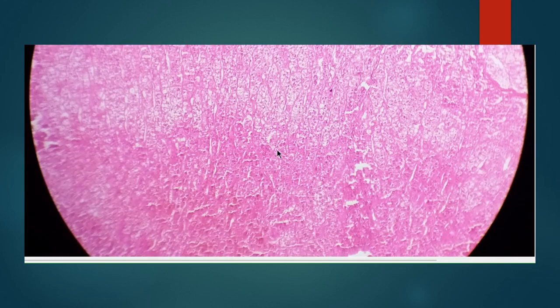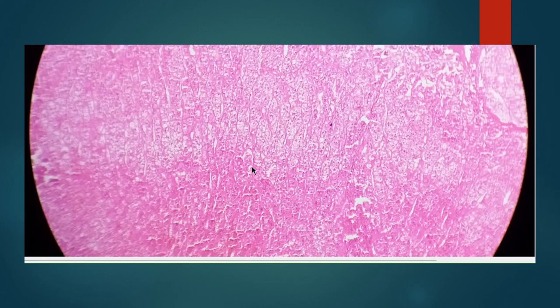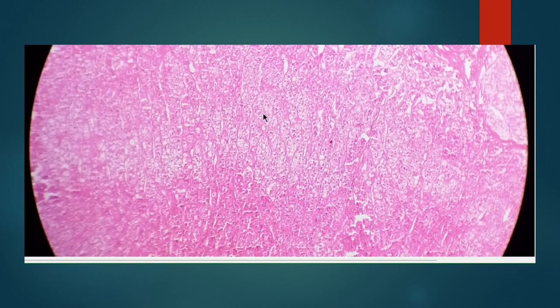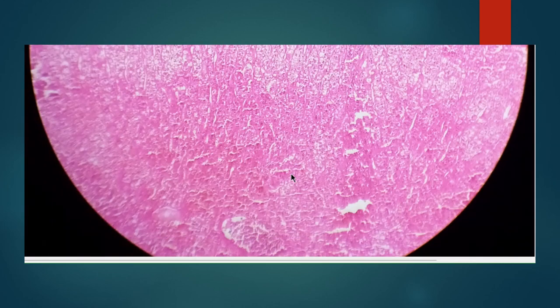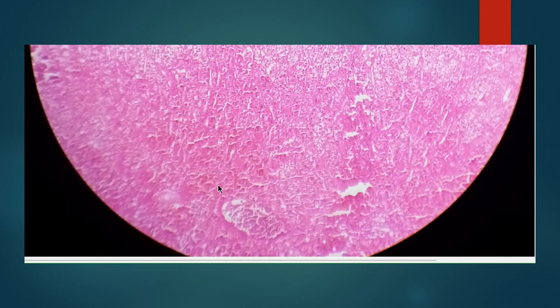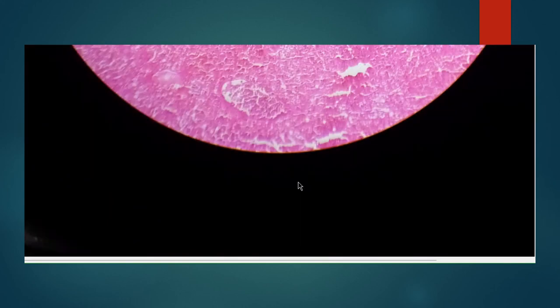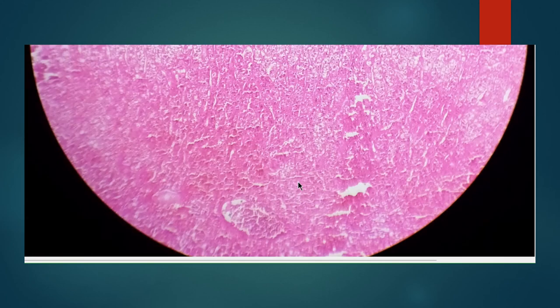Now, in the zona reticularis, there are irregularly arranged, dark stained cells. These are called zona reticularis cells. The zona fasciculata appears like a sponge, so these vertically arranged cells are called spongiocytes. I don't want to explain the hormones here. Then, moving to the medulla of the adrenal gland, you can identify non-myelinated neurons, the ganglion cells, which are present in the medullary region.